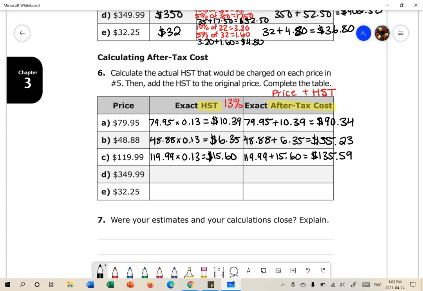Next, $349.99 times 0.13 is equal to $45.50. The exact after-tax cost is $349.99 plus $45.50, which is equal to $395.49.